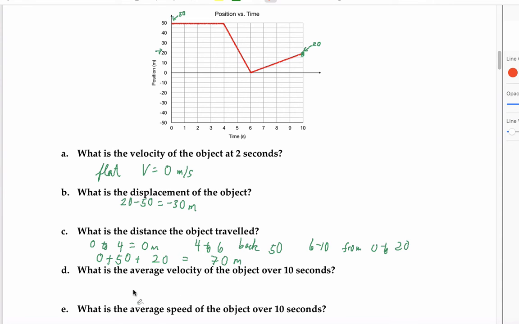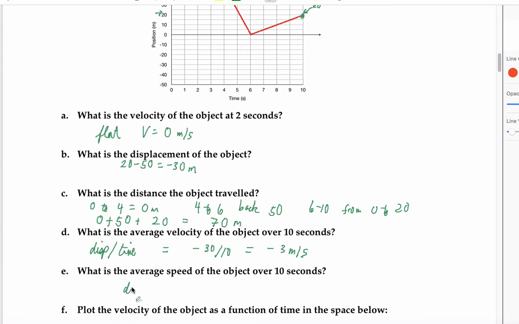Next, we want the average velocity of the object over 10 seconds. That's going to be the displacement over the time, just as it was before. So that'll be negative 30 over 10, and that's going to be negative 3 meters per second. Next, the average speed is going to be the distance over the time. That'll be 70 over 10, so that'll be 7 meters per second.